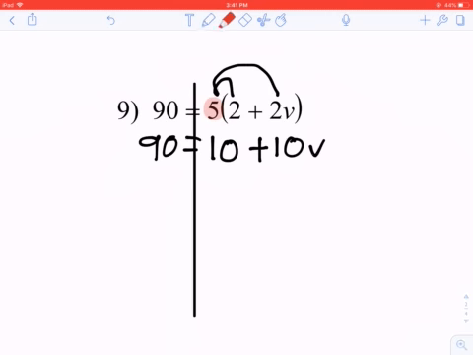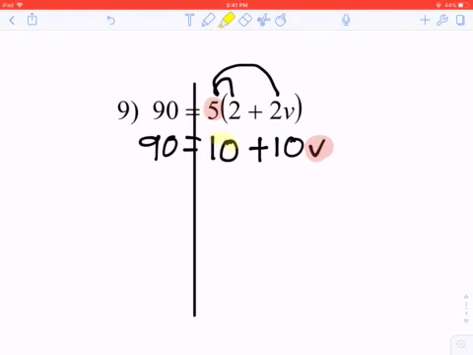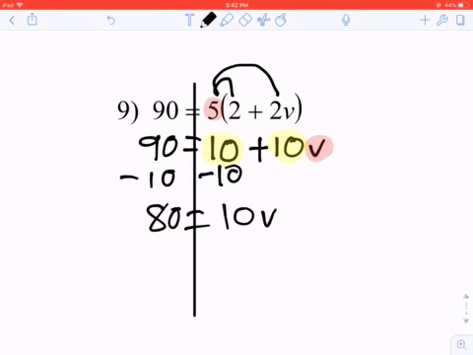We are working on getting v by itself, which means we need to move both the 10 that is adding and the 10 that is multiplying. We always get rid of what is adding and subtracting first, so we are going to get rid of 10 by subtracting it from both sides to find that 80 is equal to 10v. We will now divide by 10 on both sides to find that 8 is equal to v.